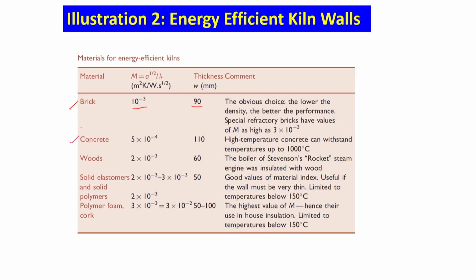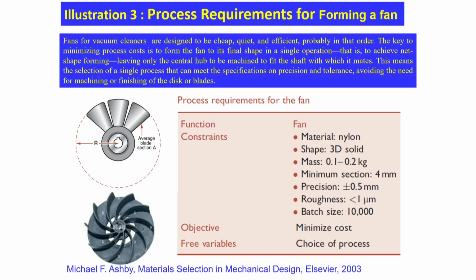Concrete you can use also. It is a high temperature material, and both can withstand high temperature applications. You can also use woods and elastomers, but they can be used only at lower temperatures. So, at 1000 degrees Celsius, these two are the choices of material which you can use. This is something I actually missed out in the last class, so I thought I should discuss it with you.